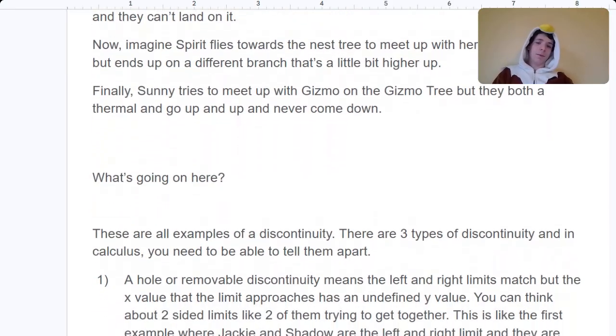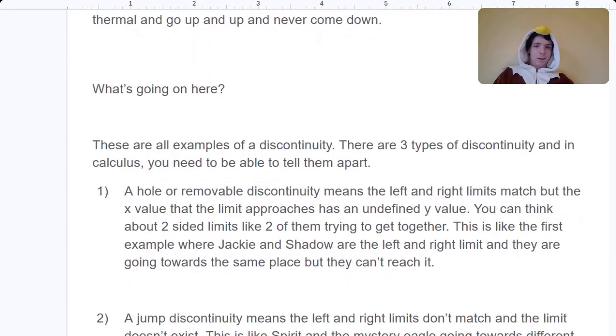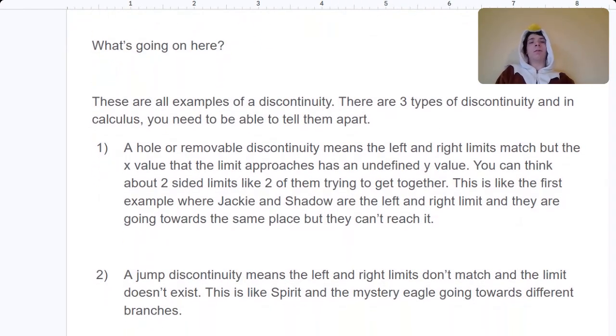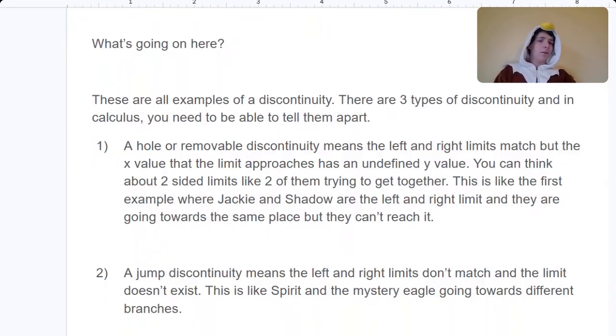There are three different types of discontinuity. The first type is a hole in the graph, or a removable discontinuity. It means the left and right limits match, so the limit exists, but the y value at that x value is undefined. So that's like Jackie and Shadow trying to get together, but the branch is broken, they can't land on it. They can get close to it, but they can't exactly get there.